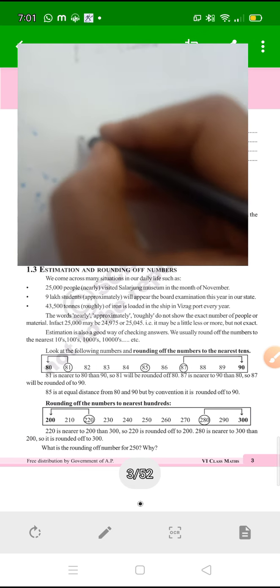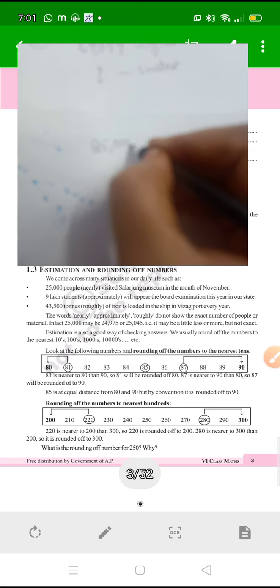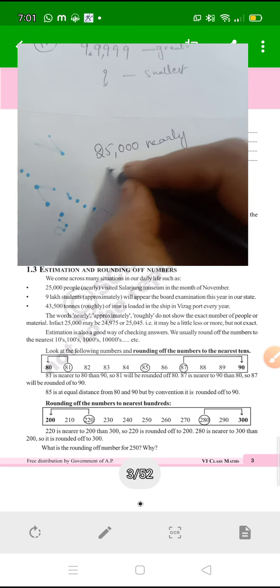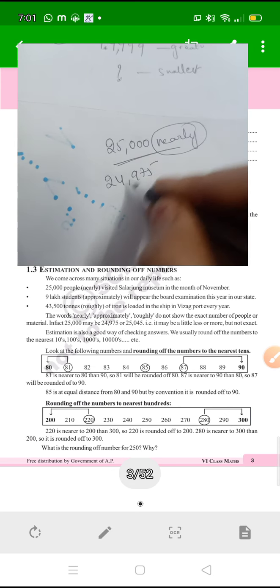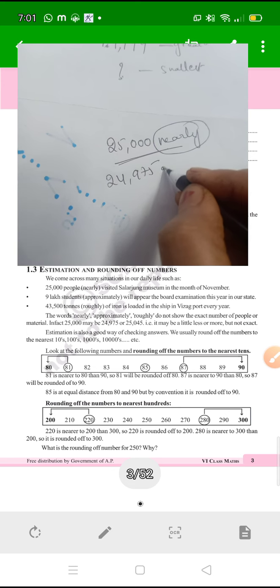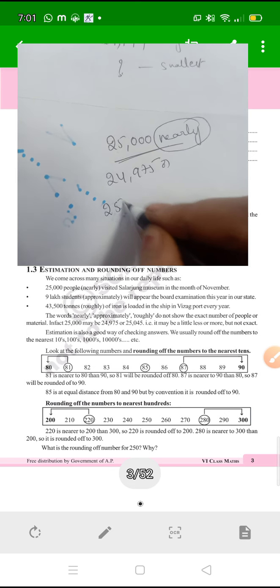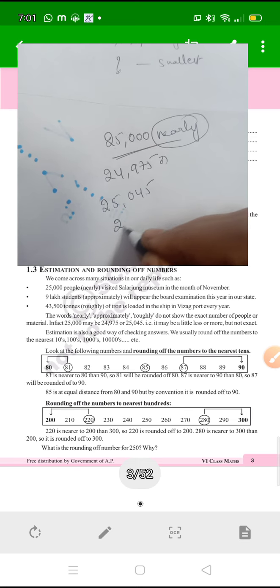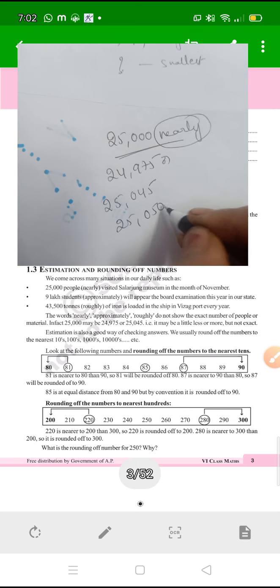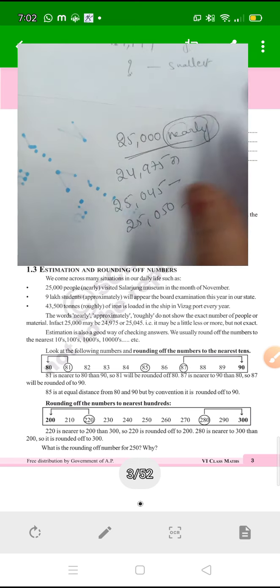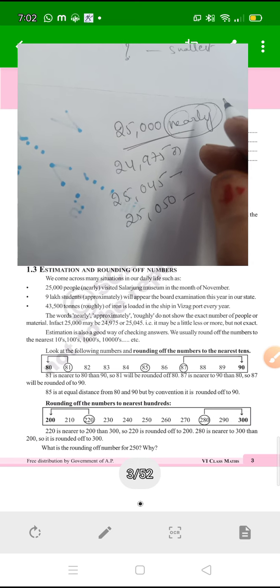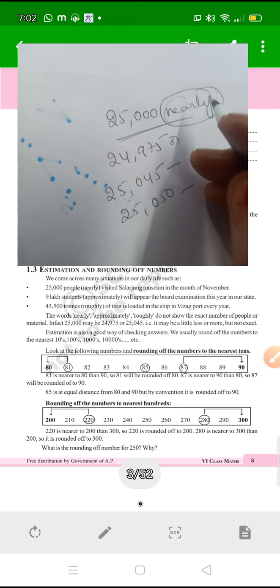In fact, here it says 25,000 nearly. It may be 24,975, or 25,045, or 25,050, like this. Any number nearly. They said that nearly 25,000 people visited the Salarjung Museum.